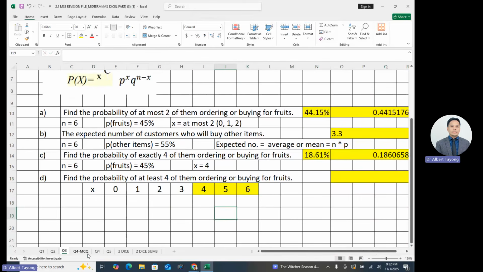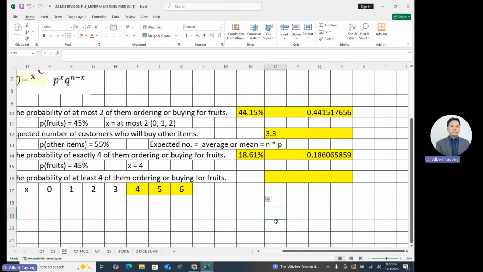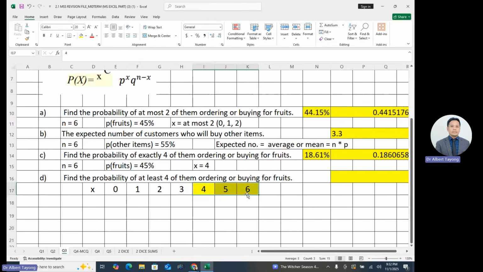Now, Excel cannot easily calculate if it is at least, especially if the number of trials is very large. For example, 99 trials. There are 99 customers or 50 customers, for example. Or if you talk about some other events, it could be 1,000 trials, for example. So it's going to be so lengthy to solve if it is at least. So what we're going to do, we're going to use the complementation rule. Okay, it means we're going to use the opposite.